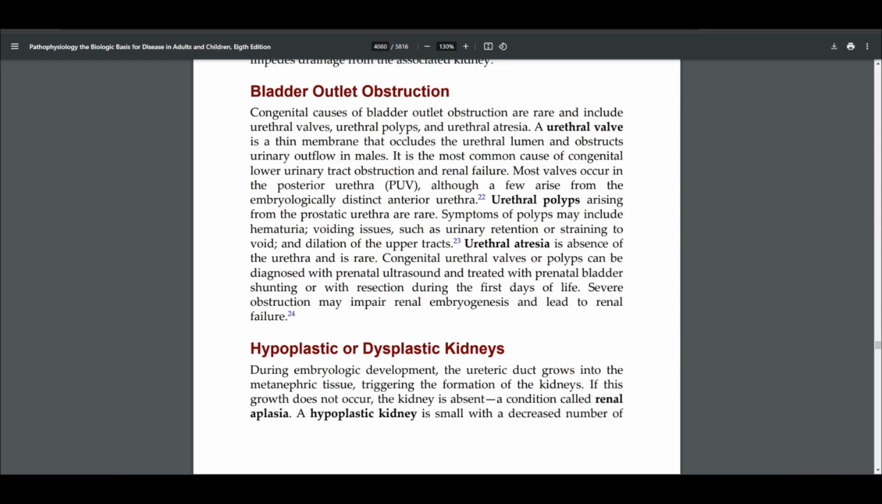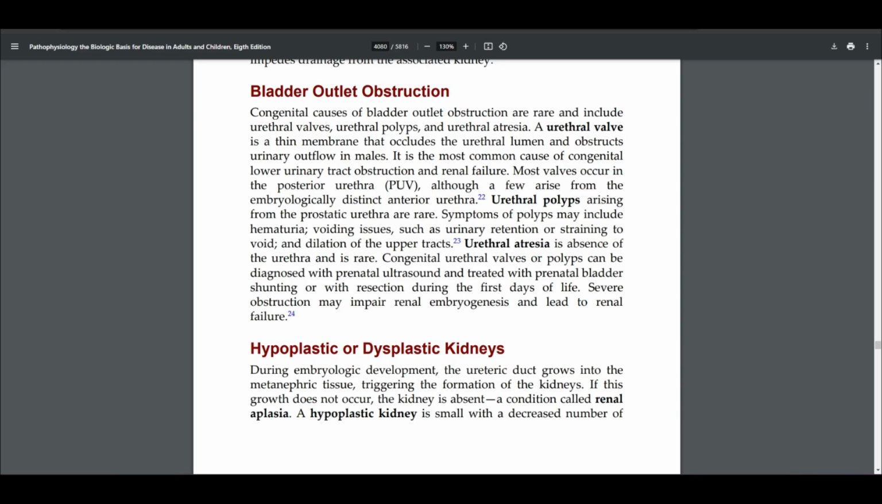Most valves occur in the posterior urethra, PUV, although a few arise from the embryologically distinct anterior urethra. Urethral polyps arising from the prostatic urethra are rare. Symptoms of polyps may include hematuria, voiding issues, such as urinary retention or straining to void, and dilation of the upper tract. Urethral atresia is absence of the urethra and is rare.